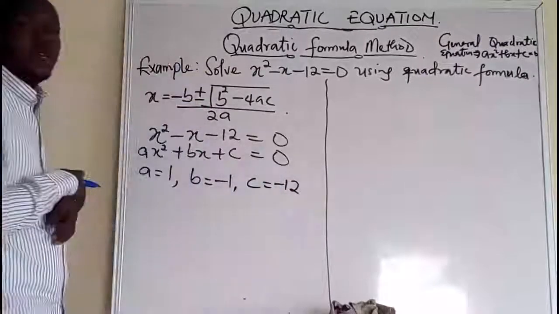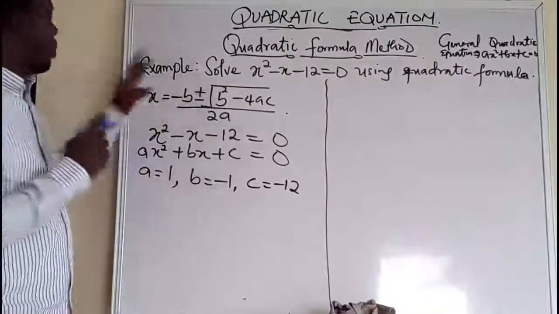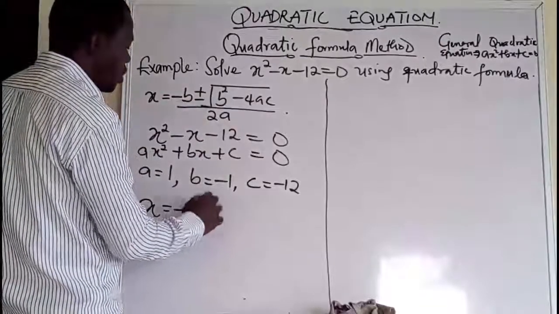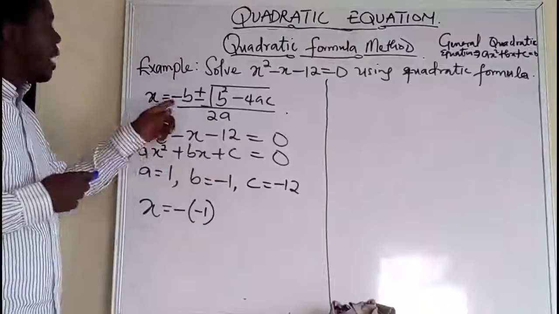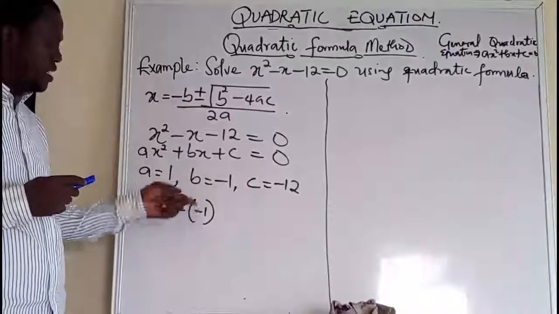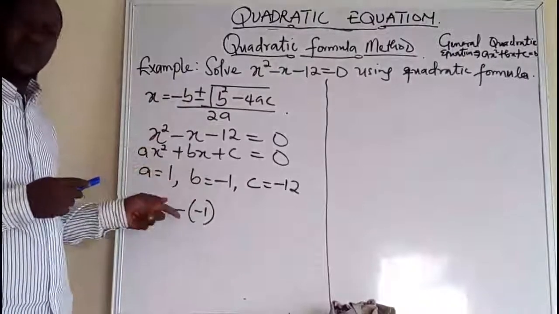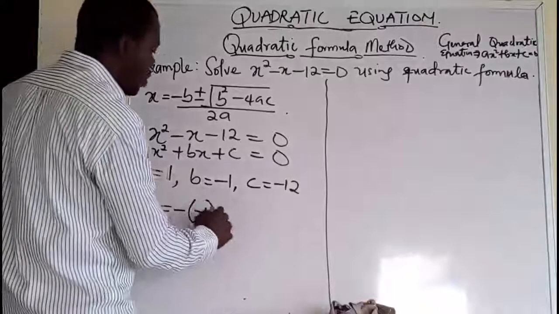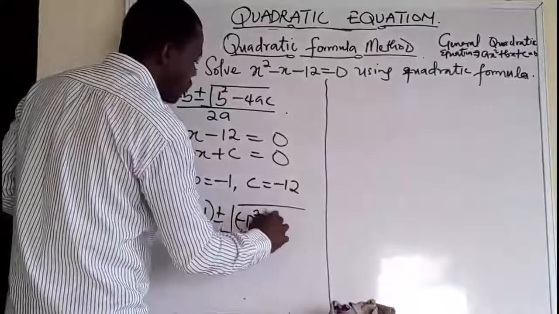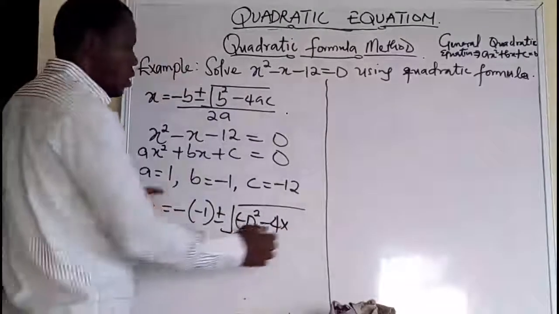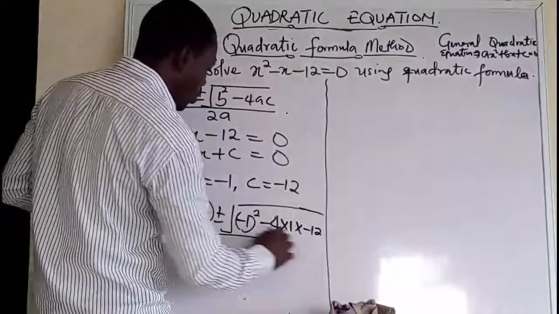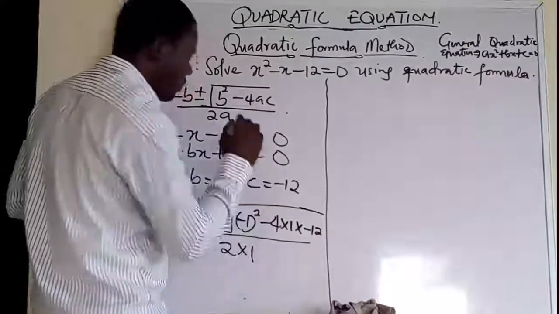So now let us put those values inside our quadratic formula. We have x equals minus b, so minus of minus 1. A lot of students also used to make this mistake, because this one is minus b, and b itself is minus 1. So minus of this one, and b is this. So don't throw away this particular thing. Plus or minus the square root of b squared, that is minus 1 squared, minus 4ac, 4 times 1 times minus 12, everything over 2 times 1.